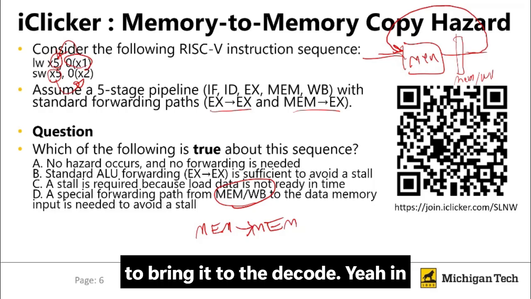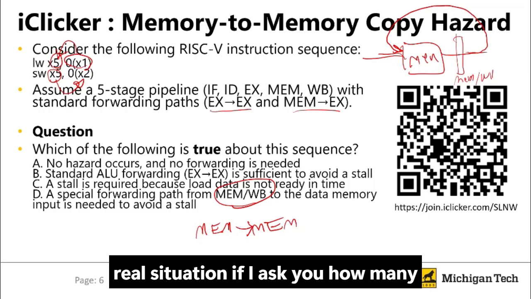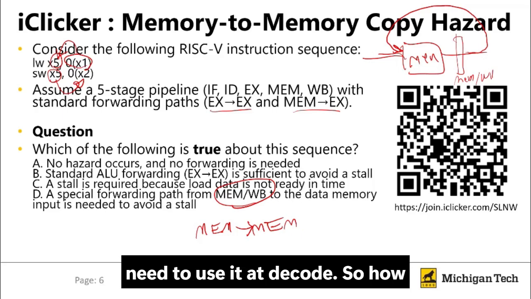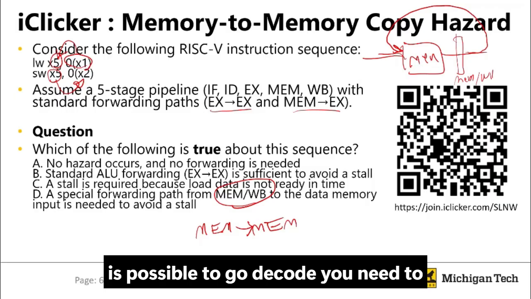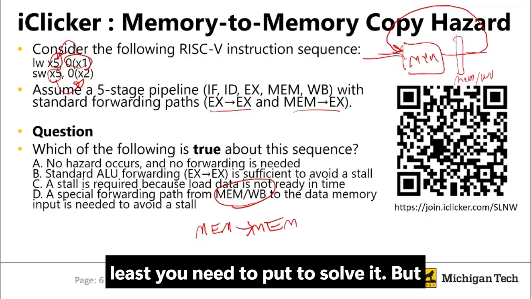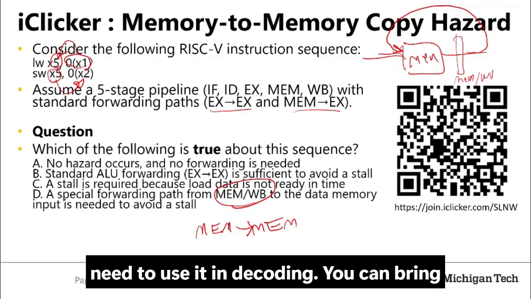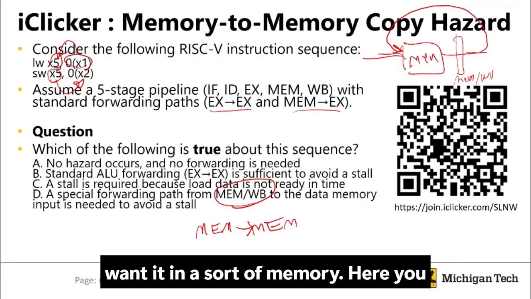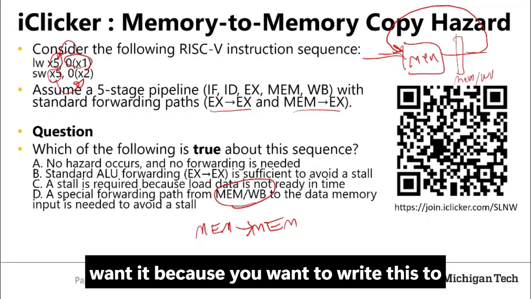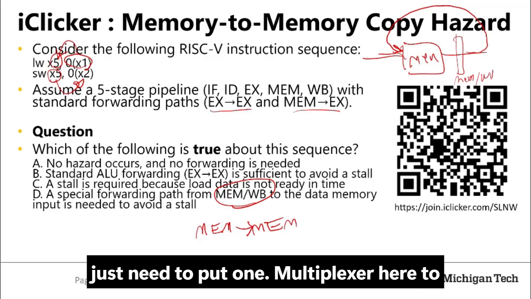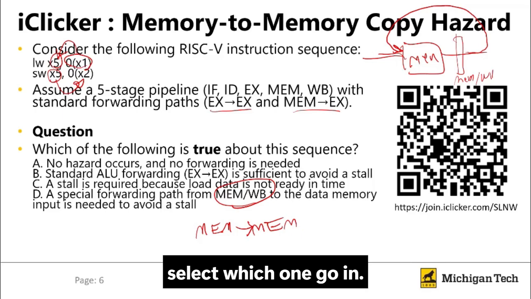Yeah, in a real situation, if I ask you how many stalls happen without forwarding, yes, you need to say, okay, we need to use it at decode. So how is it possible to go to decode? You need multiple stalls, at least 2 stalls, to solve it. But when you are using feedback, you don't need to use it in decode anymore. You can bring feedback anytime you want it. When you want it, in the start of memory. Here you want it, because you want to write this to the memory. You just need to put one multiplexer here to select which one goes in.